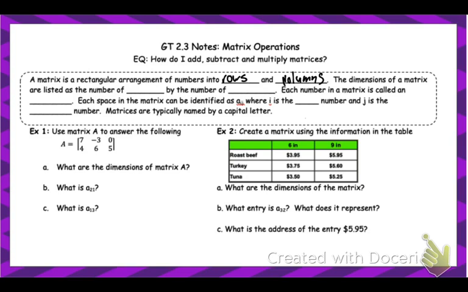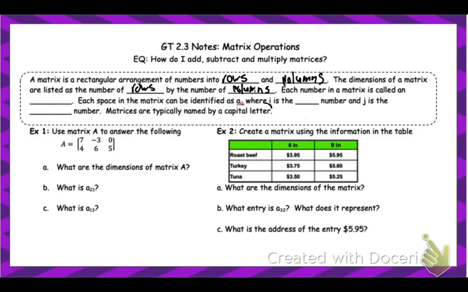It says the dimensions of a matrix are listed as the number of rows by the number of columns. So we would say it's something like a 1 by 4. That would mean there was 1 row and 4 columns. Or if we say it's a 2 by 3, then it would have 2 rows and 3 columns. So the first number is rows. So it's rows, then columns.